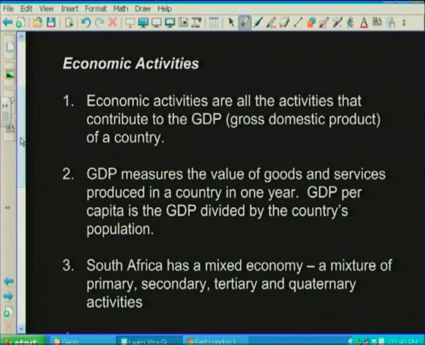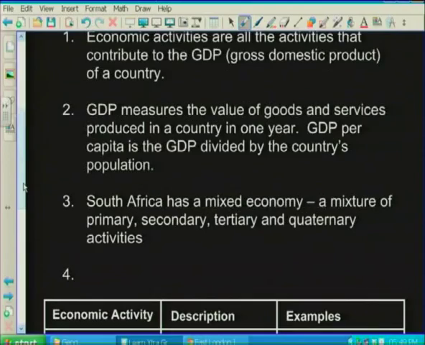If we have a look at just some of these summaries over here to sum up now, economic activities are all the activities that contribute to the gross domestic product of a country. So that includes your primary, secondary, and tertiary, as well as quaternary activities. And remember, learning what those are is pretty much just your studying and your reading of this section of geography. The gross domestic product, or the GDP, measures the value of goods and services produced in a country in a year. That's your definition there of what GDP means.